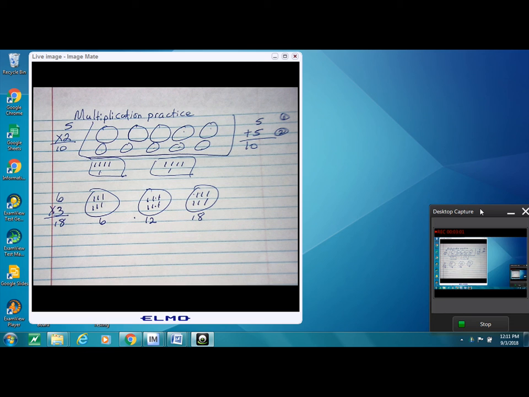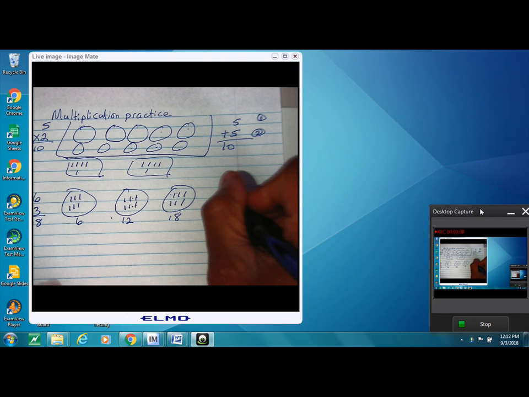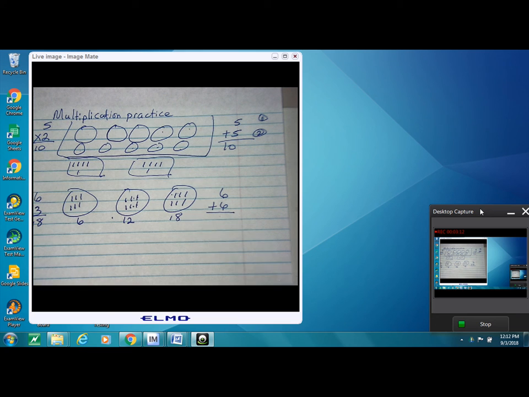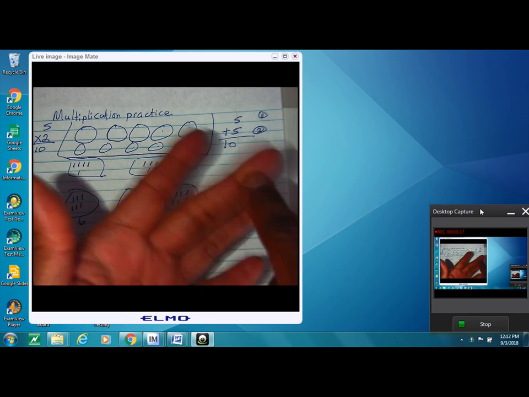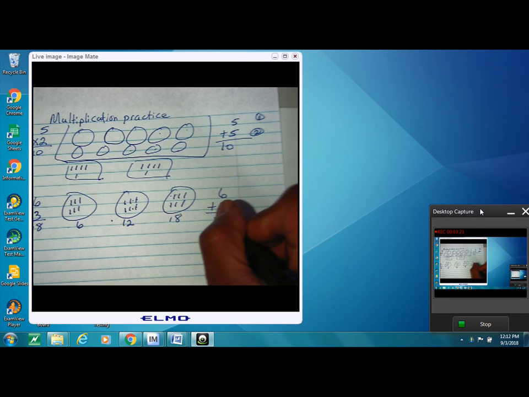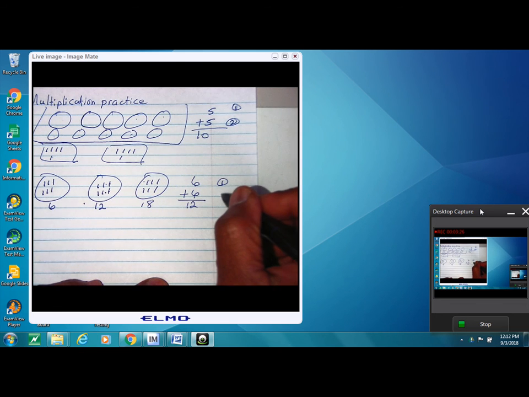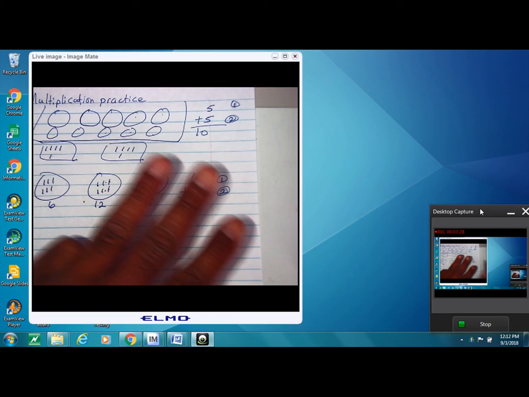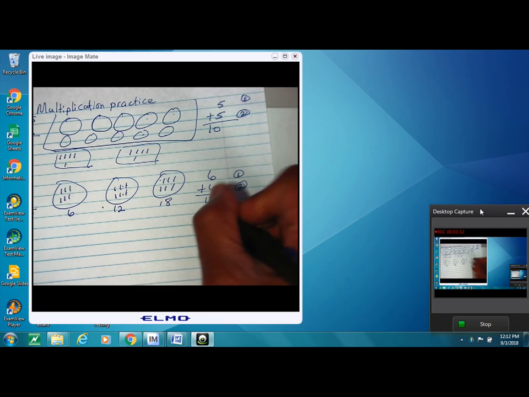Okay? What you can also do is you can add 6 3 times. 6 plus 6. 6 is in my head. 7, 8, 9, 10, 11, 12. Okay? 6 plus 6 is 12. I've added it once. I've added it twice. But how many times am I supposed to add it? I'm supposed to add it 3 times. So here's my third time.